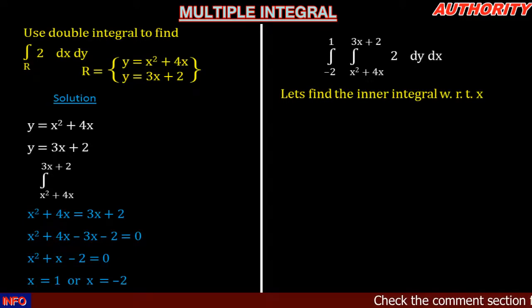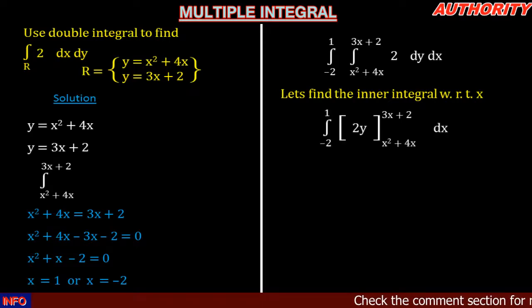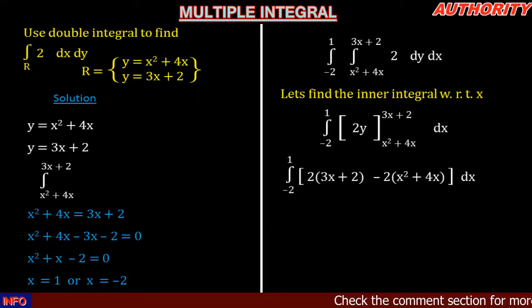The inner integral is integrating with respect to y. When we integrate 2 with respect to y, this is a constant. It's going to give us 2y. Now let's plug in the upper limit minus the lower limit. When we plug in, we have the outer integral remaining, which is the integral from minus 2 to 1 of 2 times, for the upper limit, 3x plus 2, close bracket, minus 2 times the lower limit, x squared plus 4x.